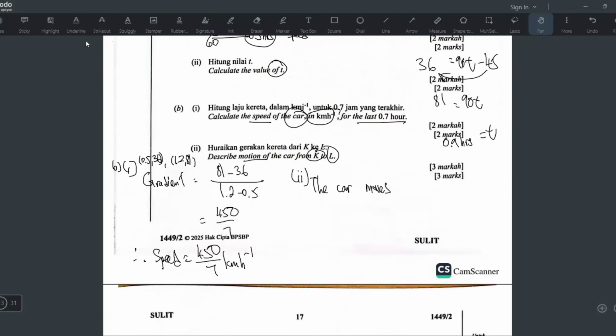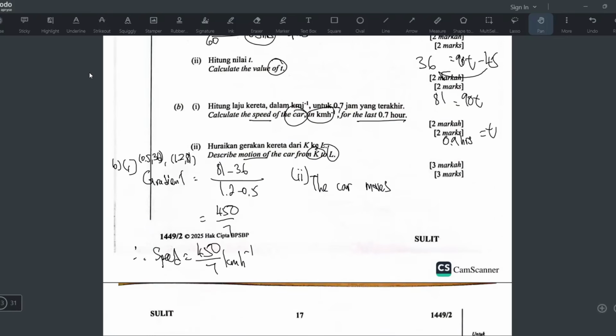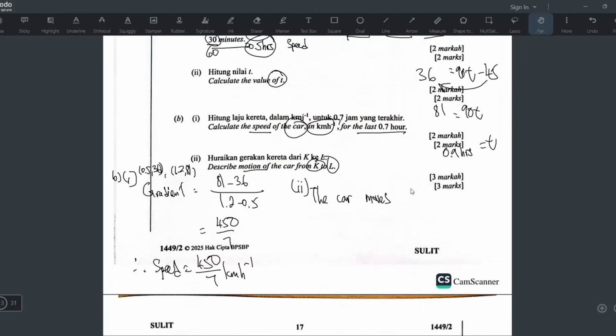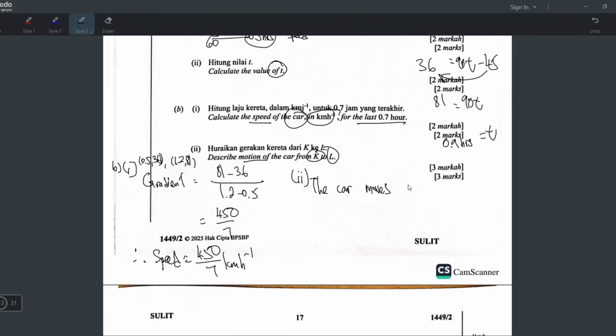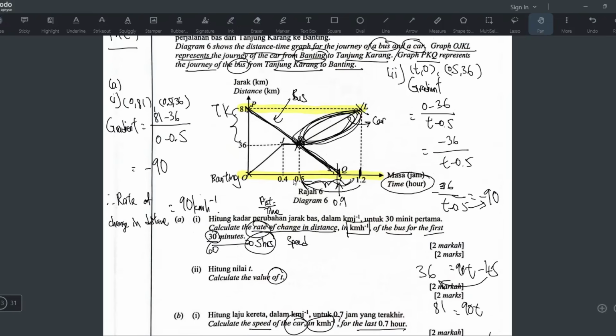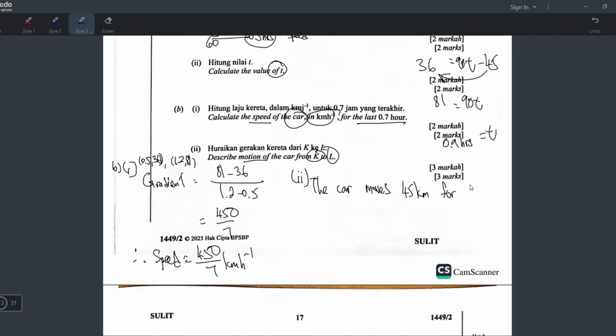So how far is the distance? 81 minus 36, which gives you 45. So you can write the car moves 45 km. For how long? 1.2 minus 0.5, which is 0.7 hours. So for 0.7 hours.